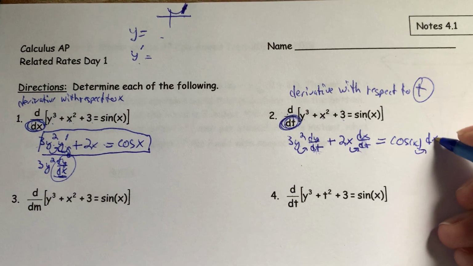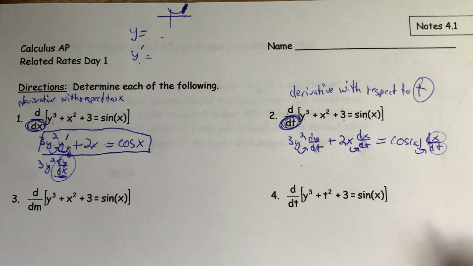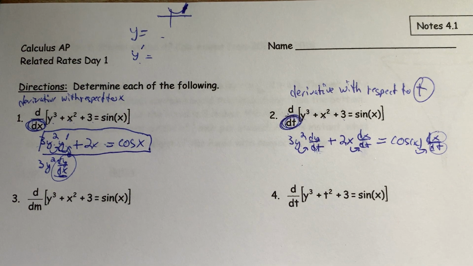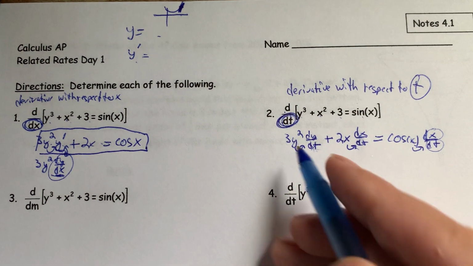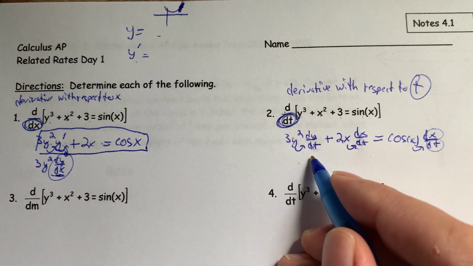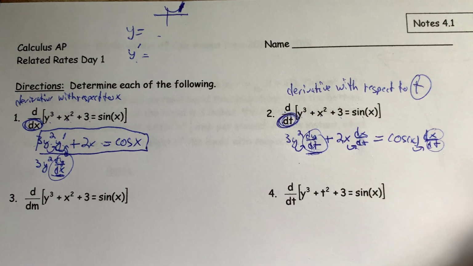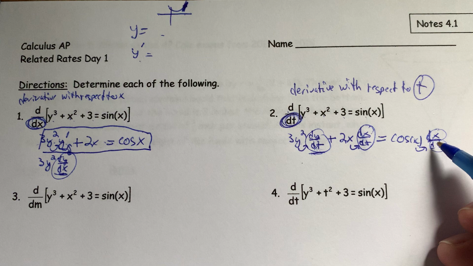And so we need dx dt, the derivative of x with respect to t. And I'd just like to point out what this means. This is saying that this is about how things are changing. So dy dt is, how is y changing over time? How is x changing over time?